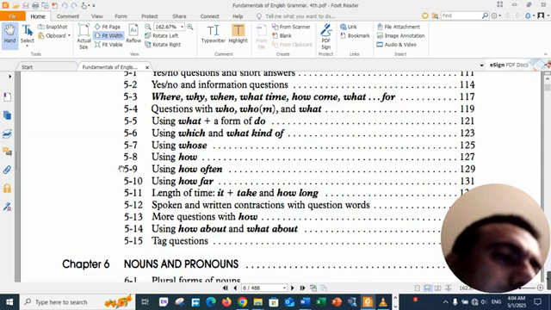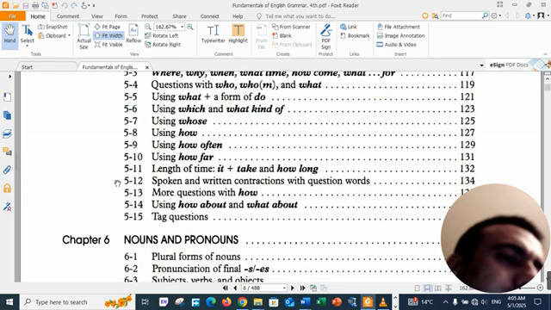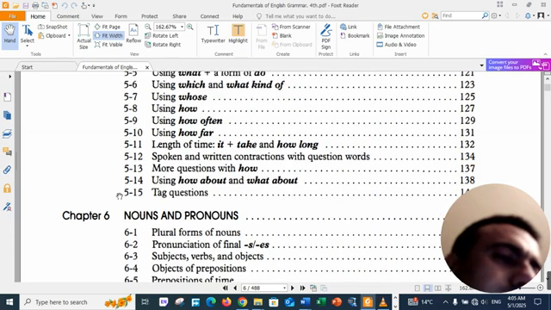5-7, using whose. 5-8, using how. 5-9, using how often. 5-10, using how far. 5-11, length of time, it plus take and how long. 5-12, spoken and written contractions with question words. 5-13, more questions with how. 5-14, using how about and what about.